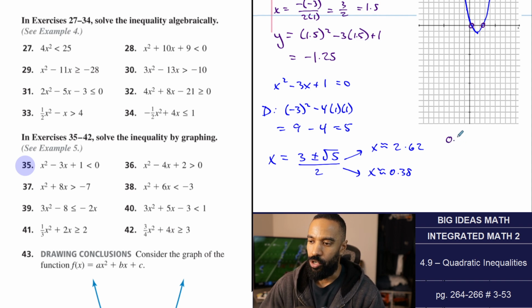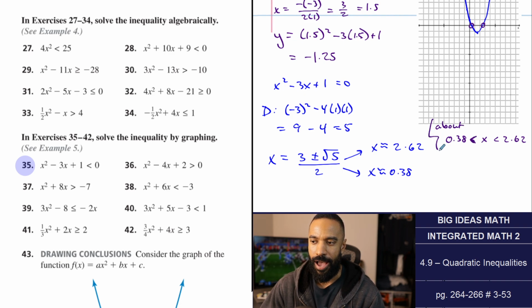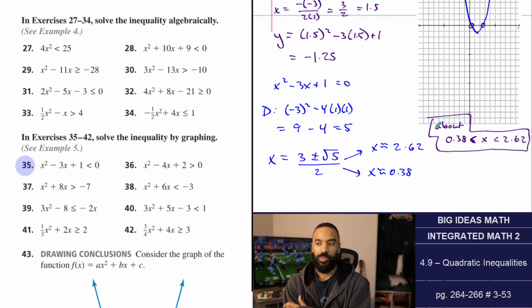So 0.38 is less than x and less than 2.62. What I can't do here is any squigglies with those equal to's. So I'll say about, or approximate, between those two, not including them, just between those two.